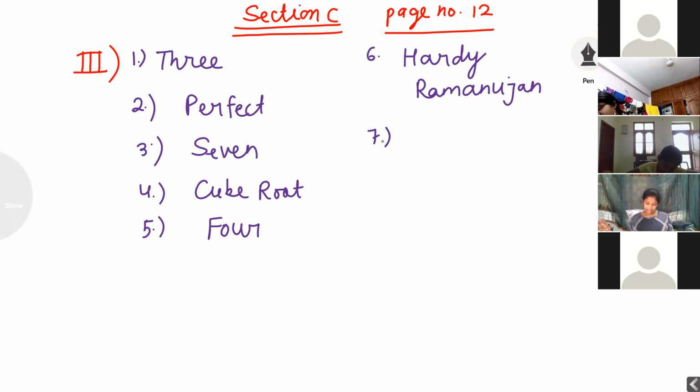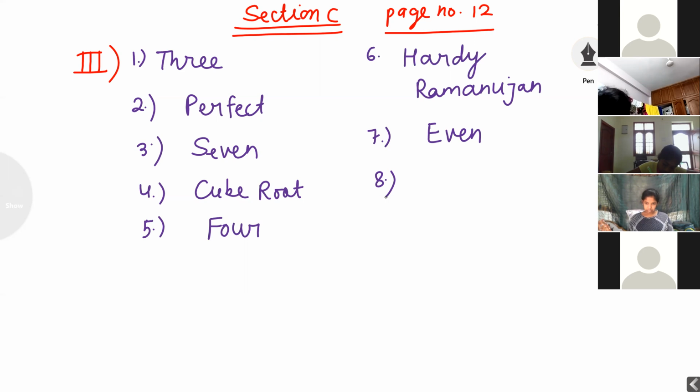Seventh, cube of an even number is always an even number. You can take any example. Suppose even number, first even number is 2. 2 cube I want to find out. 2 2s are 4, 4 2s are 8. Answer will become always an even number.